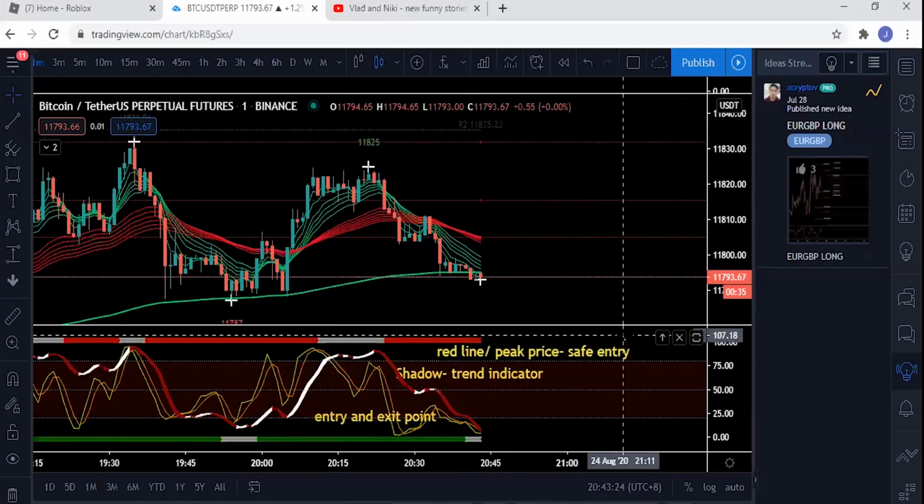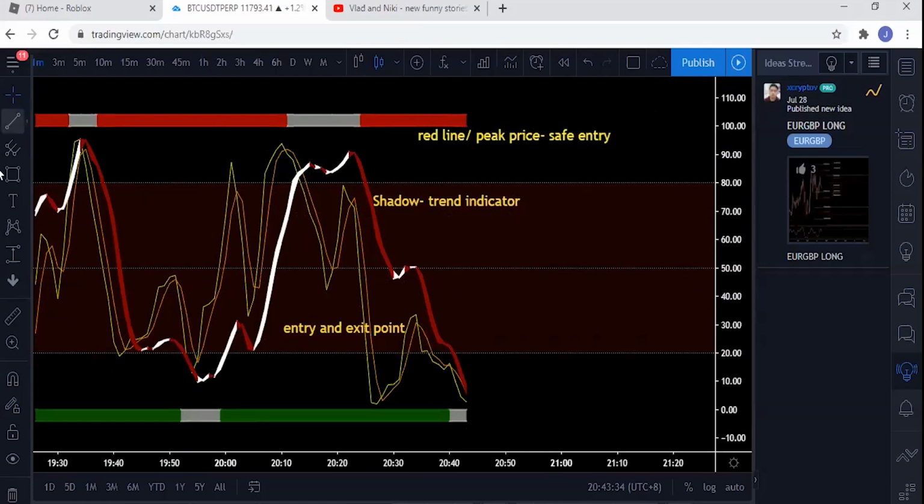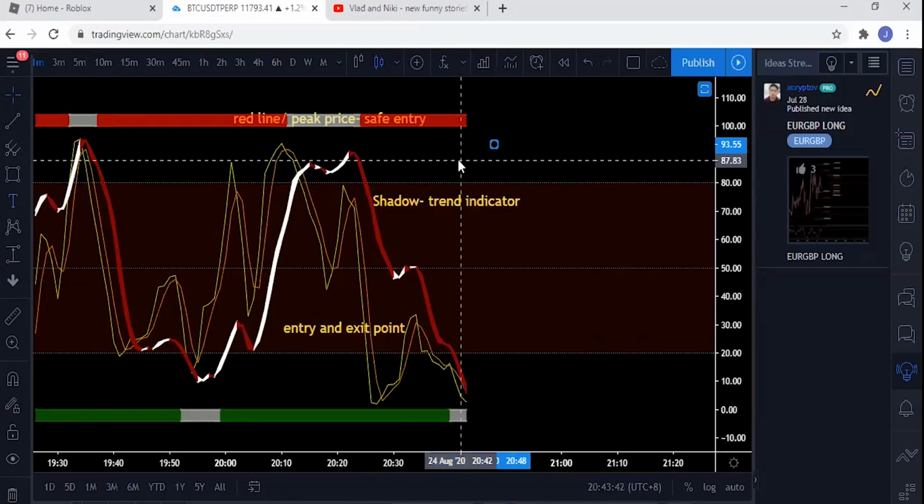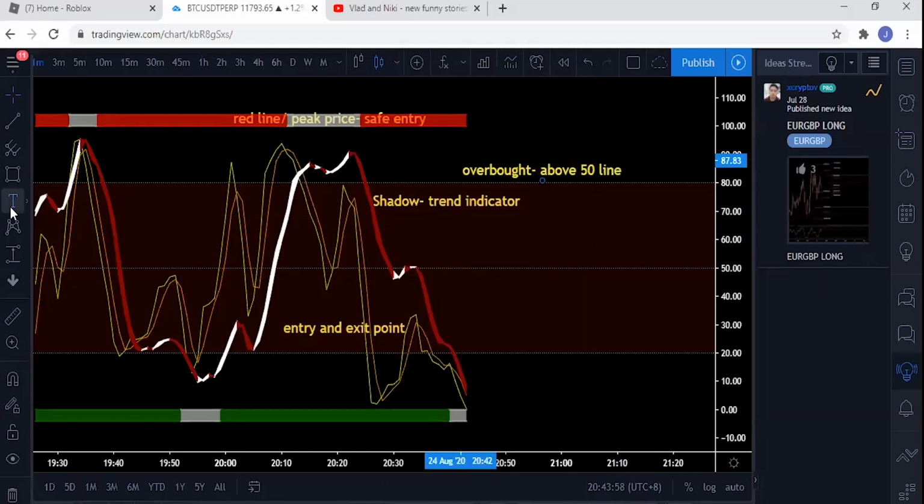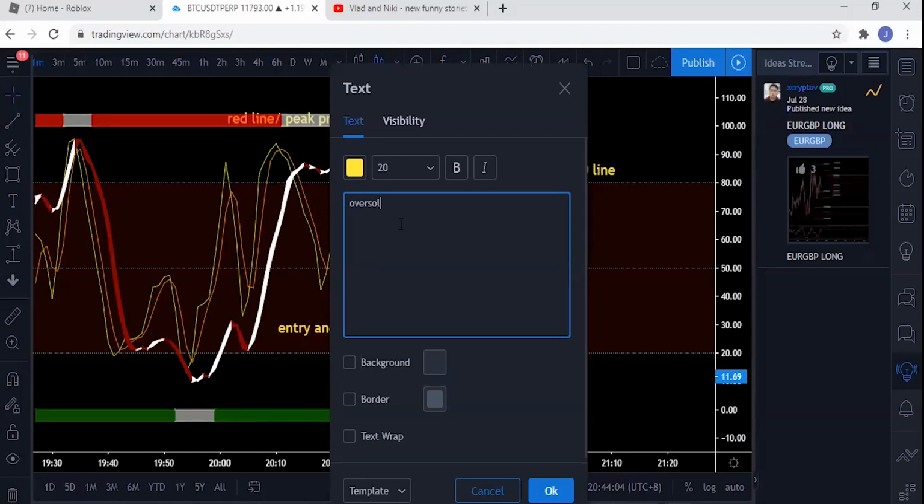Okay, what else can we see in our shadow? This is our overbought area. Above 50 line, overbought. Above 80 line, that is our overbought area. And we have our oversold area. Oversold, below 20 line.